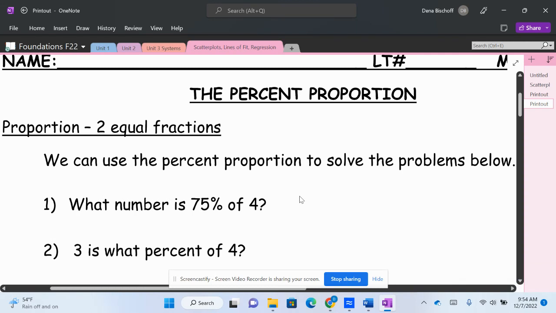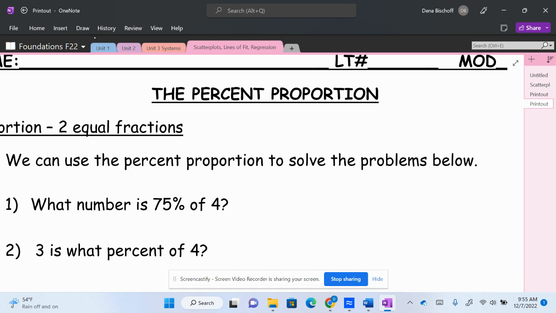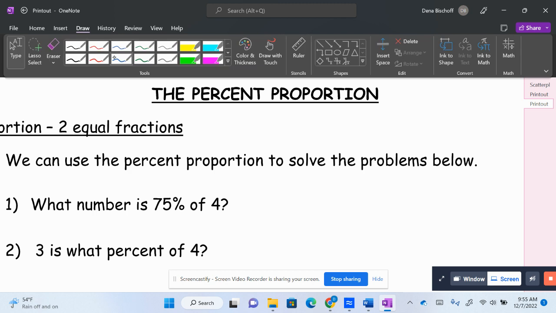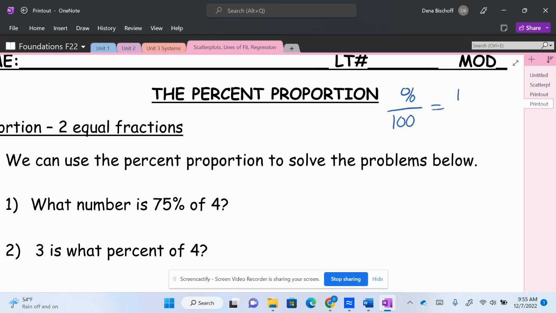All right, so let's do a couple of problems using the percent proportion. So your percent proportion is percent over 100 equals is over of. So the first question says, what number is?